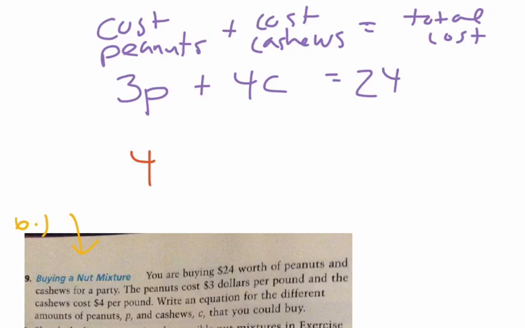If you wrote this, 4c plus 3p equals 24, that is also fine because we don't really have the x and the y in this problem. And they're both integers, so that would be fine. Like switching the order of the addition doesn't matter.